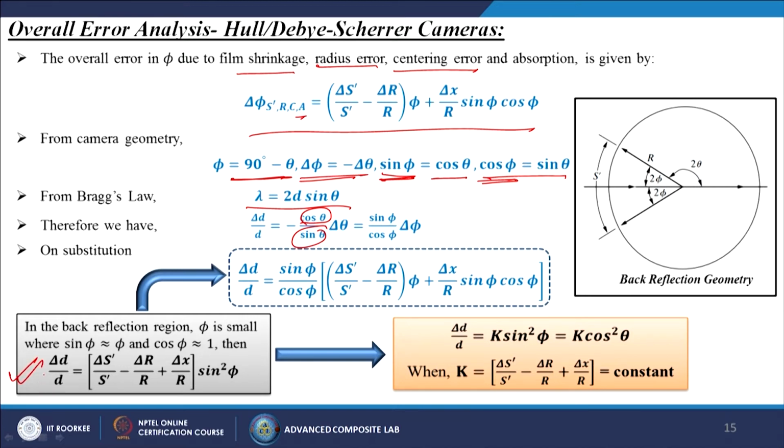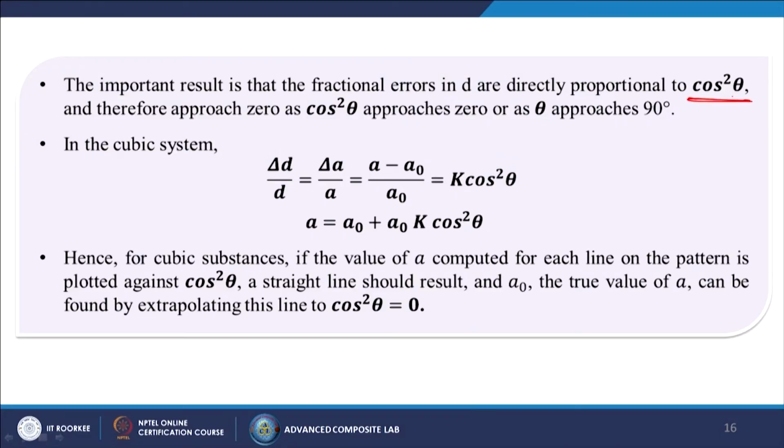So, we get this equation as the final result, and to make it shorter, del d by d is equal to k sin square phi, which is equal to k cos square theta, where k is the constant, del s prime by s prime minus del r by r plus del x by r. The capital K is the constant here. The important result is that the fractional errors in d are directly proportional to cos square theta and therefore approach 0 as cos square theta approaches 0, or as theta approaches 90 degrees.